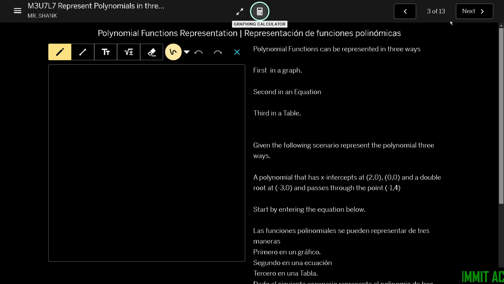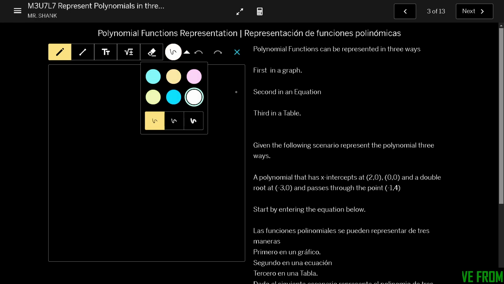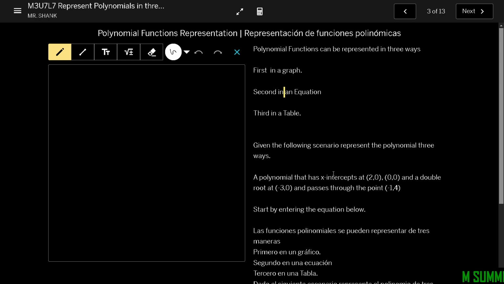All right, so same kind of thing. Let's come up with what the equation is. I'm going to say, all right, I have my polynomial has x-intercepts at 2, 0, 0, 0, and a double root at negative 3, 0. So let's come up with that general equation first.